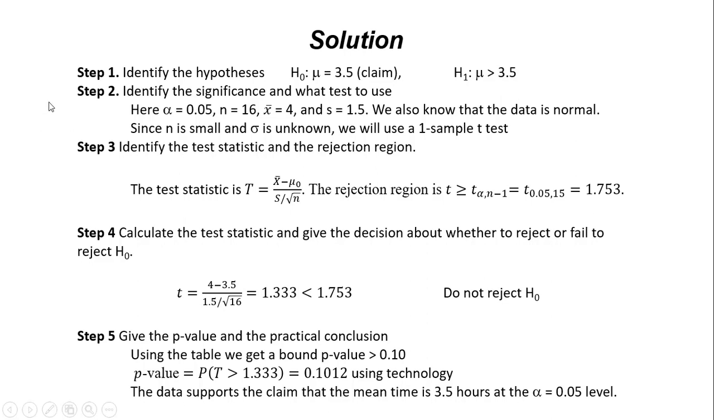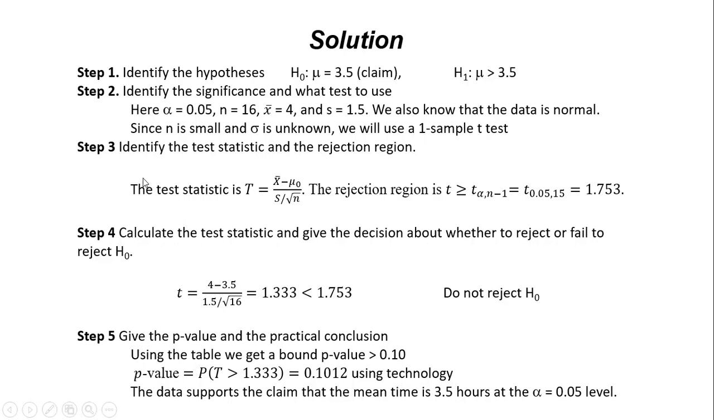The second step is to identify the significance and the test to use. Well, we were given that alpha is 0.05. We'll note here that our sample size is 16, our sample mean is 4, sample standard deviation 1.5. We know the data is normal. So whenever n is small, as in less than 30, and the population standard deviation is unknown, and we're interested in testing about means, then it's appropriate to use a one sample t-test.